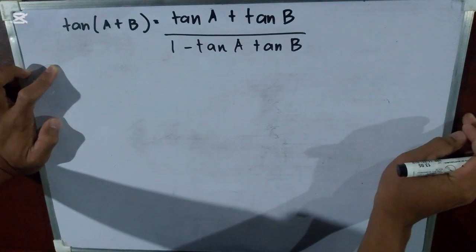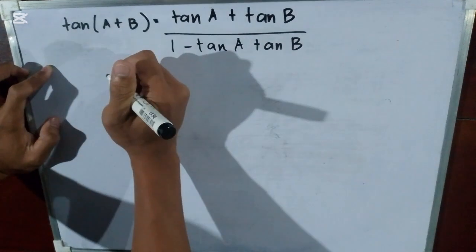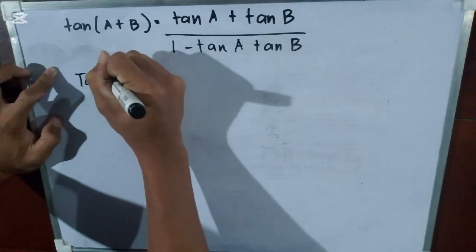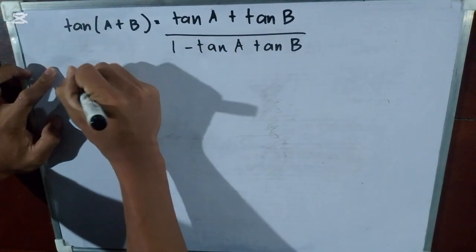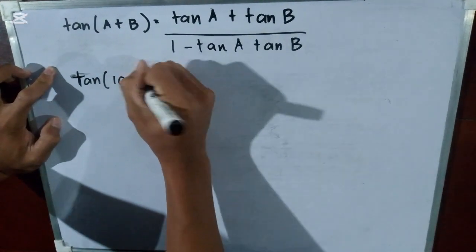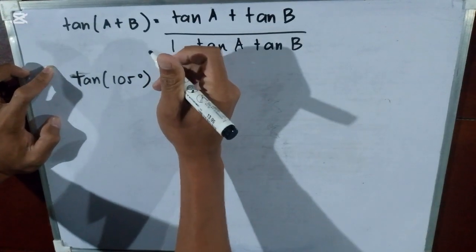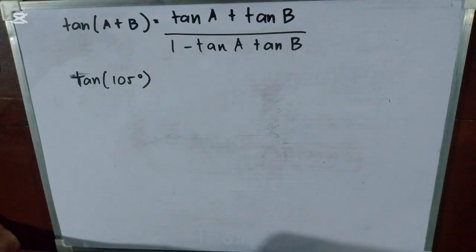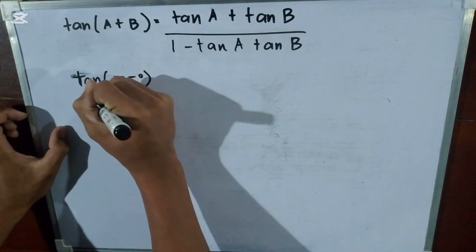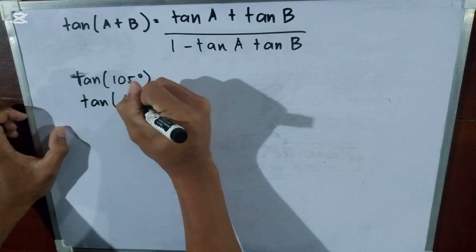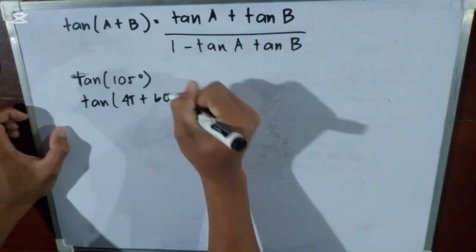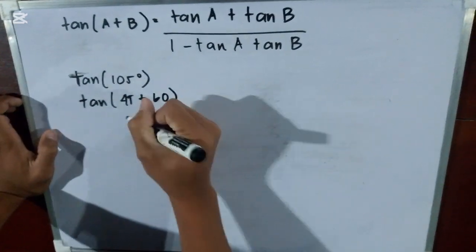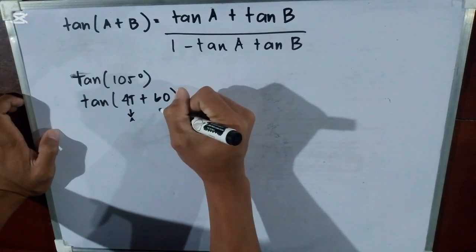Now, let's try to solve this example: tan 105 degrees. And now, let us find the two corresponding values to get 105 degrees. So the two corresponding angles are tan (45 degrees plus 60 degrees). And the A will be 45 degrees and the B is 60 degrees.